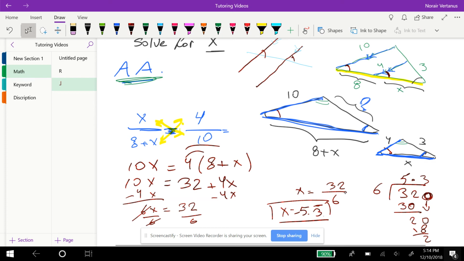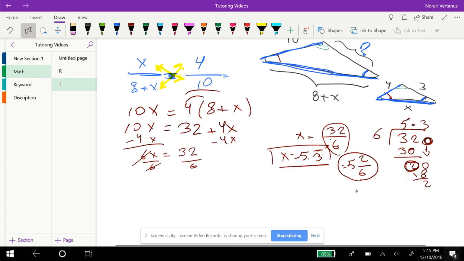Or you could write it as a fraction. How many 6s in 30? There's 5 of them. 5 times 6 is 30. Remainder is 2, right? Here the remainder was 2. So 32 over 6 is the same as 5 and 2 over 6. 2 over 6 can be simplified, so it can be written as 5 and 1/3. All right, so that's x.